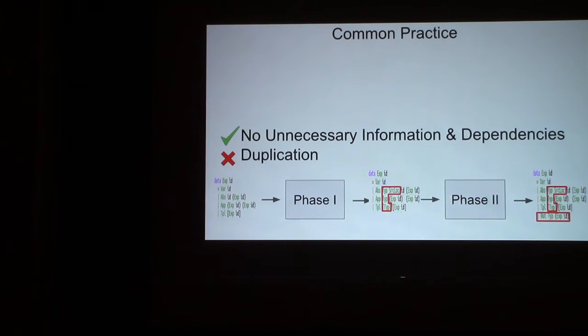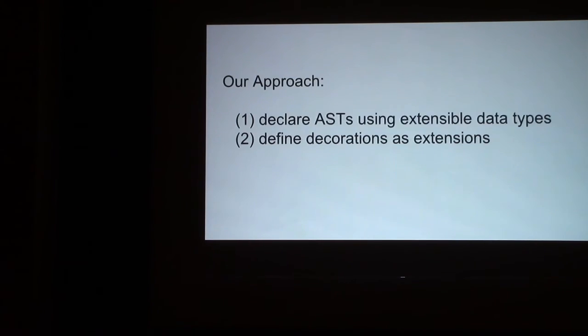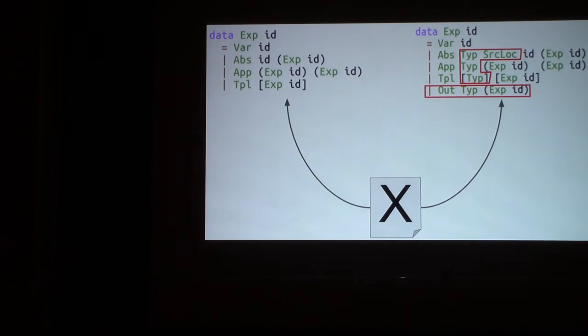Okay. So we talked about this problem a little bit, for a month or so, to solve it. And our approach, the solution that we came up with, is to just declare ASTs using extensible data types. I'm going to explain what that means. And then define decorations, this information added to that one, as extensions. So we can extend our trees as we go. Okay? So what does it mean? It means that we have a base extensible declaration that I can extend both to the unannotated one and the annotated one. Both the non-decorated one and the decorated one. Okay?